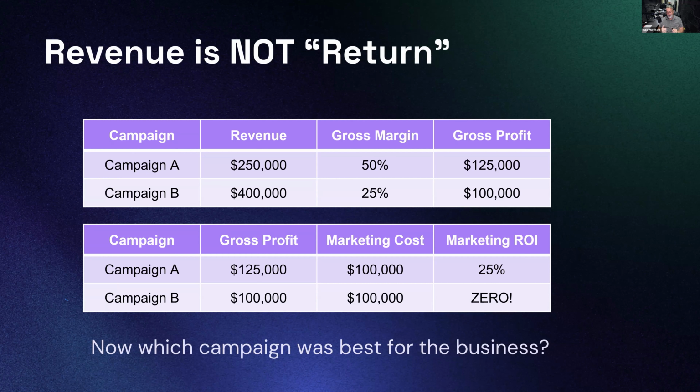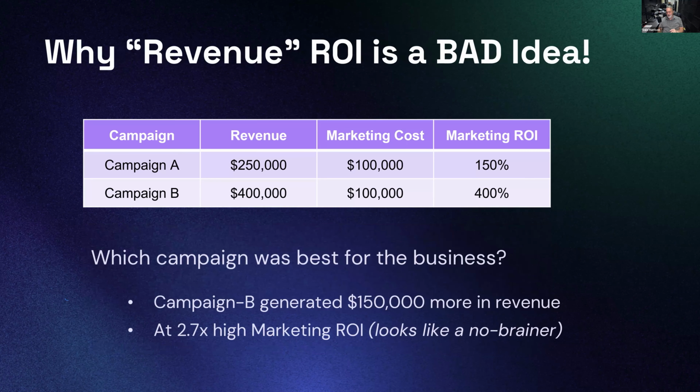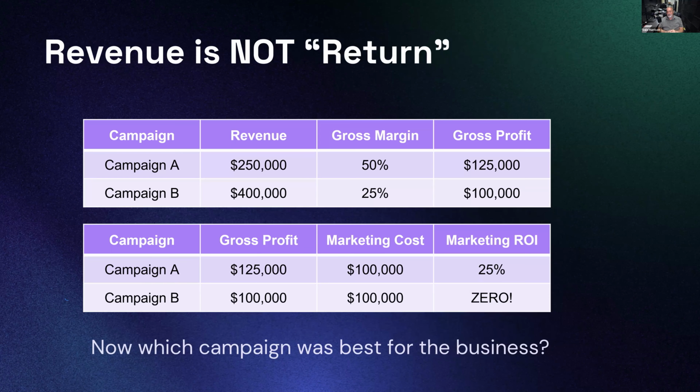And when we recalculate based on a margin-based ROI instead of a revenue-based ROI, suddenly campaign A has a 25% ROI and campaign B is a complete wash, 0 return on investment. So not only is this massively wrong, but the final answer of which of the two campaigns is better completely reverses once you start looking at how many dollars the business actually gets to keep from the sale versus just looking at the revenue. So this is why you cannot use revenue as the baseline for an ROI calculation.